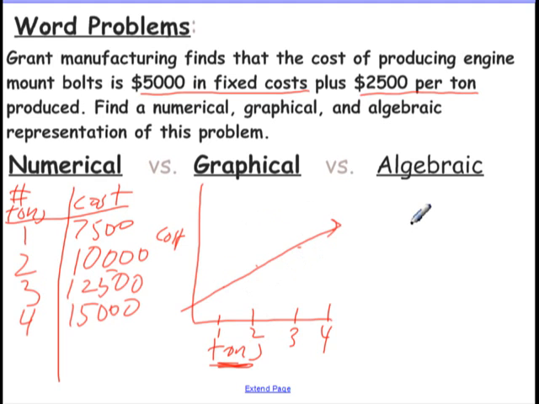And then algebraically. If we let X equal the number of tons produced, then we'd have $5,000 plus 2,500 times the number of tons. And maybe Y is our output, our total cost. So that's an algebraic representation.